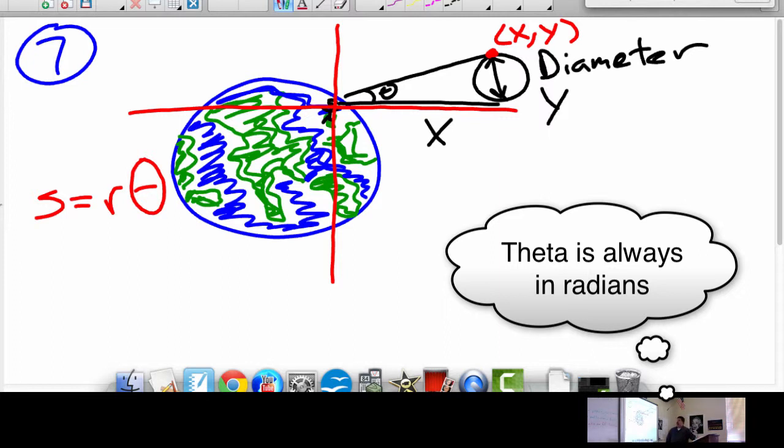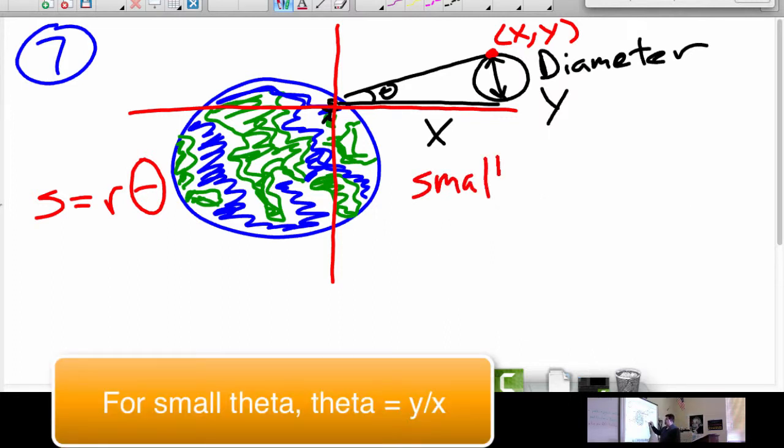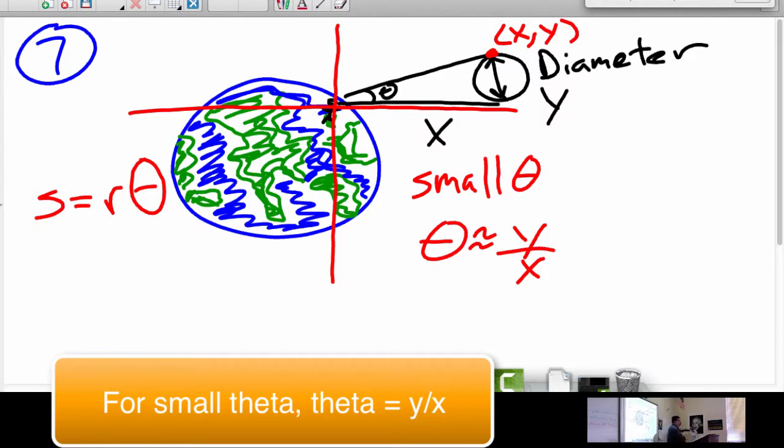I don't know if you remember this or not, but for very small theta, we can approximate theta as y over x. So in order to solve this, I need some information. What information do I need?